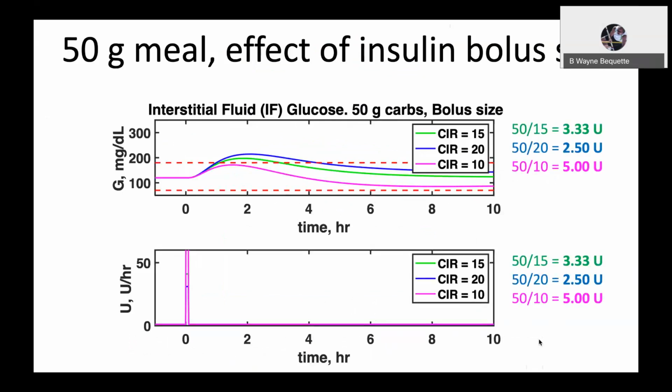And so these are carb to insulin ratios of 15, 20, and 10, the nominal being green of 15. But if we give the two different insulin boluses, you can see if we don't give quite enough insulin, then we have the blue curve, which has a higher peak and a little bit more time outside the range. If we give slightly more insulin, you have the magenta curve, and that brings you towards the low end of that desirable range. But the point is, we're just looking at the effect of different insulin bolus sizes.